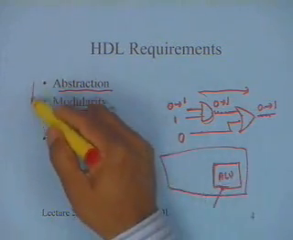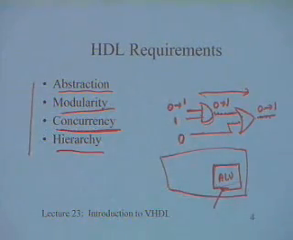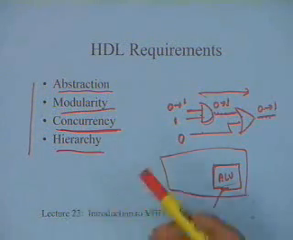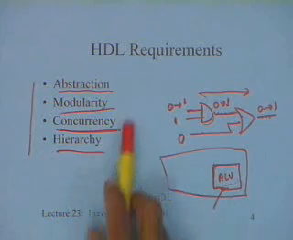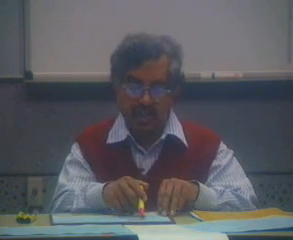Apart from all the other requirements that you typically have, these are some of the main requirements, in terms of wider data types and so on. So these are the main requirements for a hardware description language, and VHDL was developed to be able to support this.